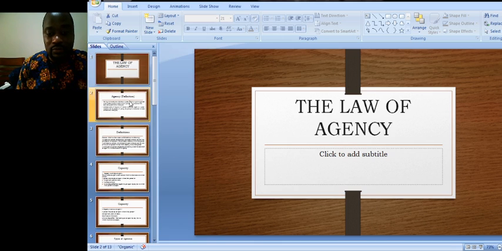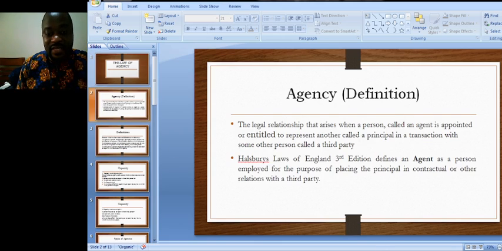Let's begin by making some definitions. I want to begin by defining agency. It is the legal relationship that arises when a person called an agent is appointed or entitled to represent another, called a principal, in a transaction with some other person called a third party.